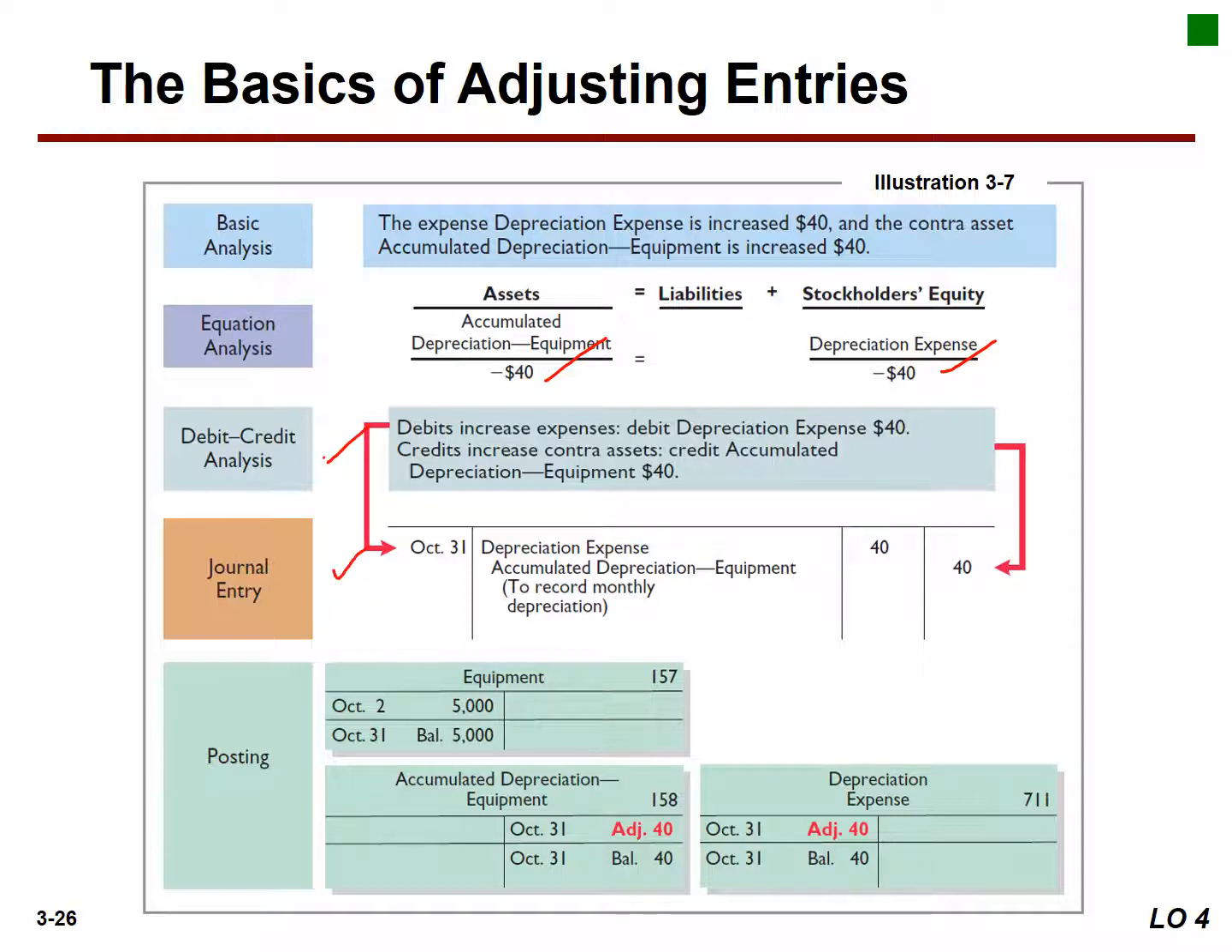This would be our adjusting journal entry, and then when we record this adjusting journal entry into our general ledger, it does not affect the equipment account, remember. It's going to affect the contra asset account, accumulated depreciation. So we credit that account and we debit our depreciation expense.